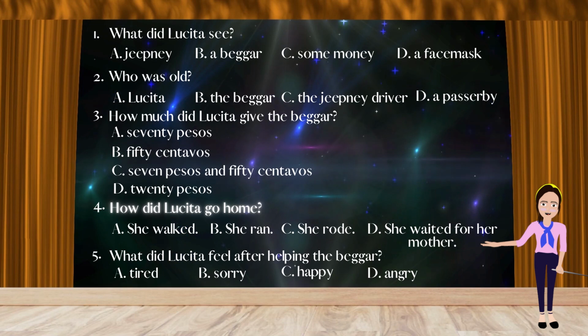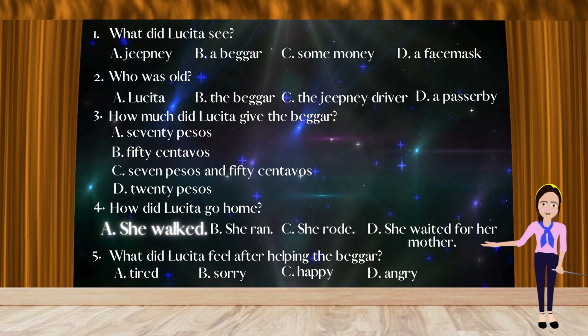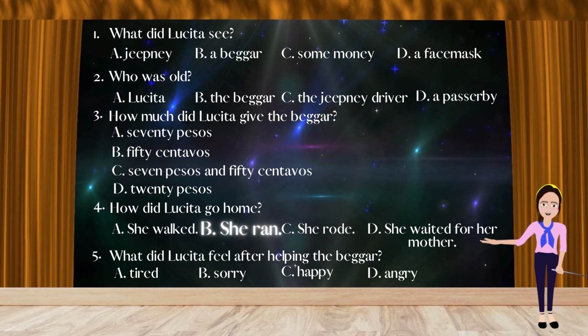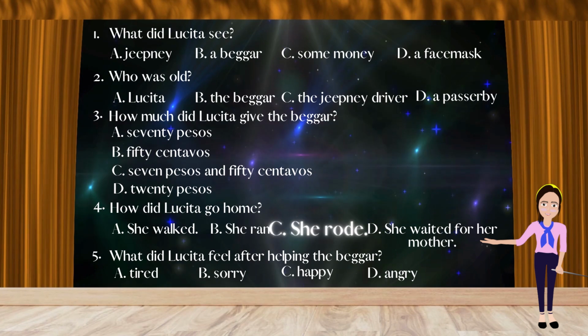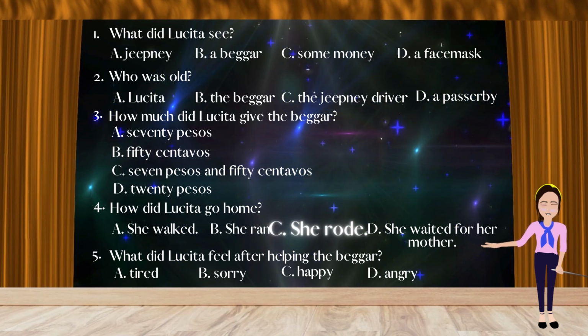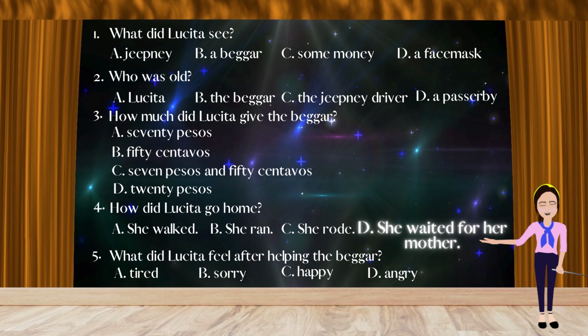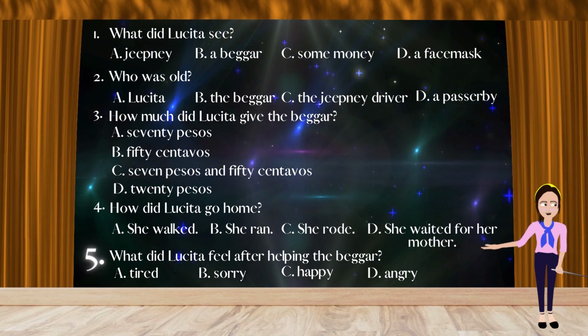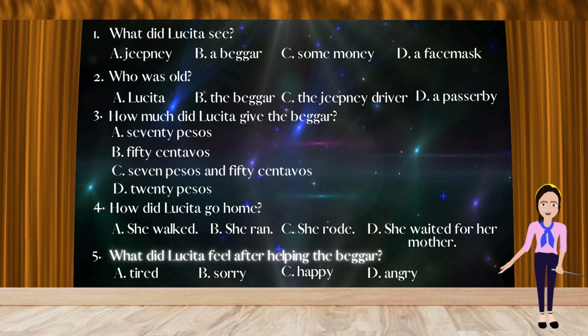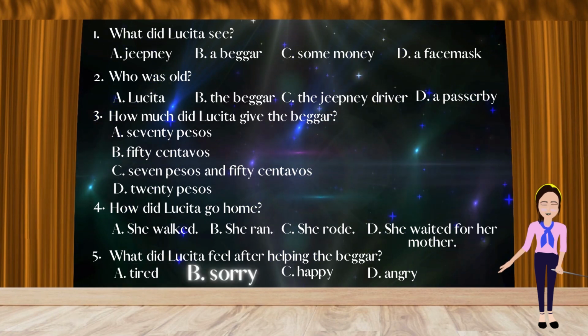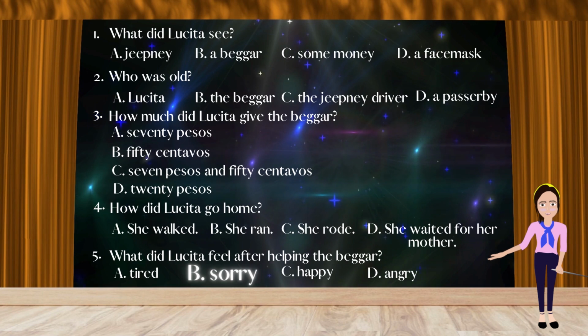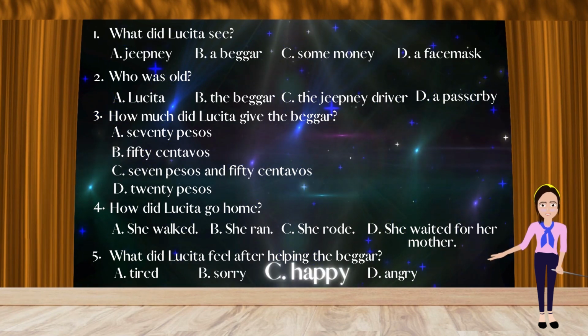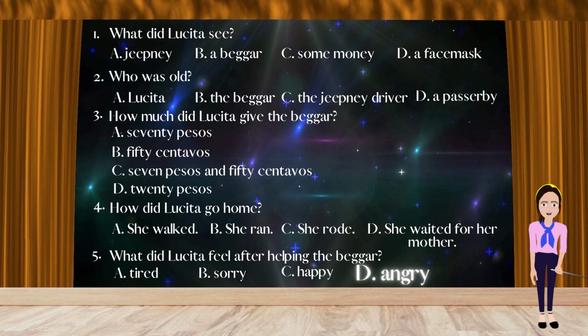Number 4. How did Lucita go home? A. She walked. B. She ran. C. She rode. And letter D. She waited for her mother. And number 5 question. What did Lucita feel after helping the beggar? A. Tired. B. Sorry. C. Happy. And letter D. Angry.